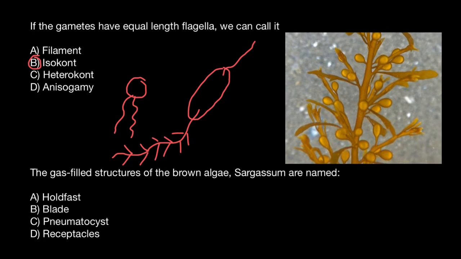Here is a photo of the Sargassum alga. Here are the gas-filled structures which we are talking about. These gas-filled structures add buoyancy to the plant and allow this plant not only to grow on the rocks but also to float in the ocean. So probably you have heard of the Sargasso Sea, where we can find floating rafts of Sargassum stretching for hundreds of miles. The gas that we can find inside these structures, pneumatocysts, is mostly oxygen.